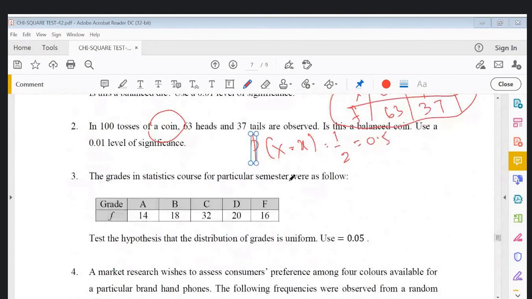For number 3, what is the value P? It is 1/5.